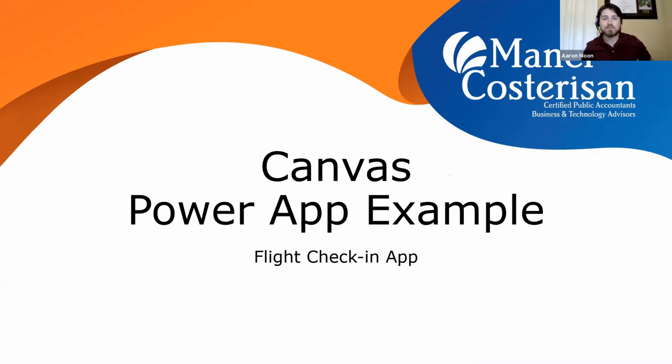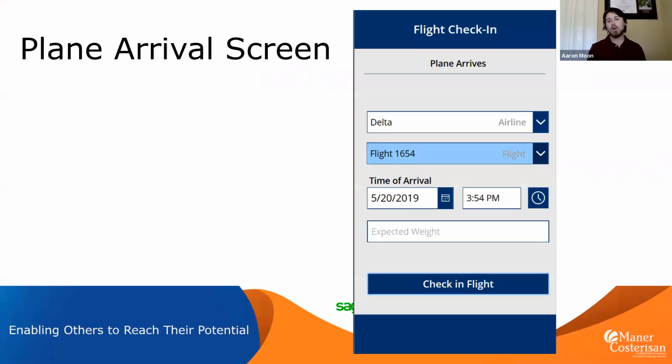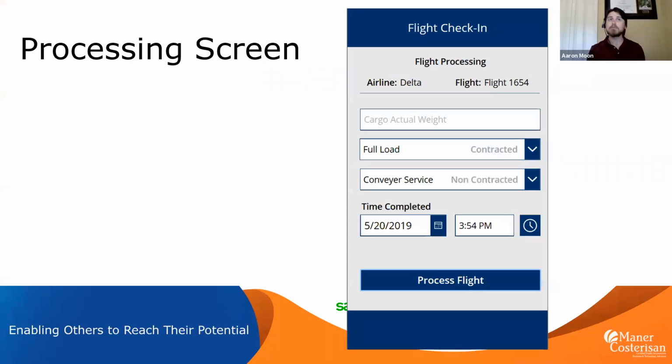All right, so the app I'm going to show is a flight check-in app. You can think of someone who is on the ground when a plane arrives. They pull this up on a mobile device and check in the plane to say the flight has arrived: here's the airline, here's the flight number, and here's the exact time of arrival. They fill these things out on a mobile device, and then hit check-in flight to go to the next screen.